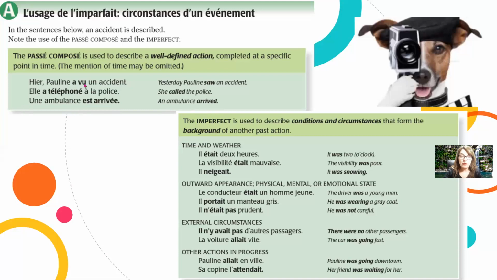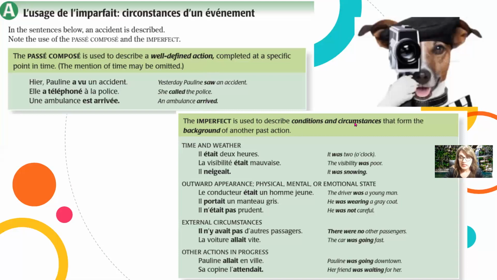So notice, a vu is the verb voir in the passé composé. A téléphoné is the verb téléphoner au passé composé. Et est arrivé is the verb arriver au passé composé. So here, with avoir, with être. Okay? Because this verb is with être, we have to do the liaison of the participe passé avec le sujet, n'est-ce pas? Now, we said that the passé composé is used to describe a well-defined action. Let's compare it to the imparfait. The imperfect is used to describe conditions and circumstances that form the background of another past action.